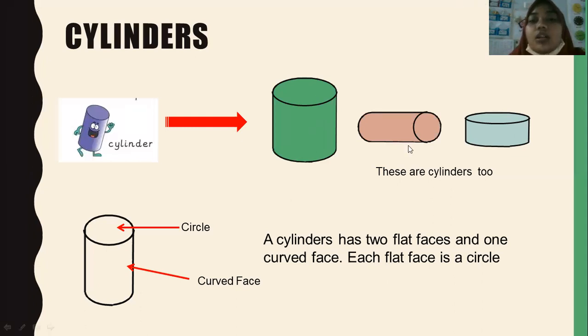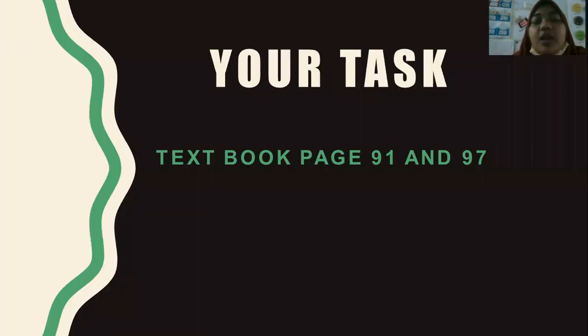So that's all about kinds of 3D shapes. Actually, there are many more kinds of 3D shapes, but today we just learned about four kinds: cubes, cuboids, spheres, and cylinders. Your task is in the textbook, pages 91 and 97.